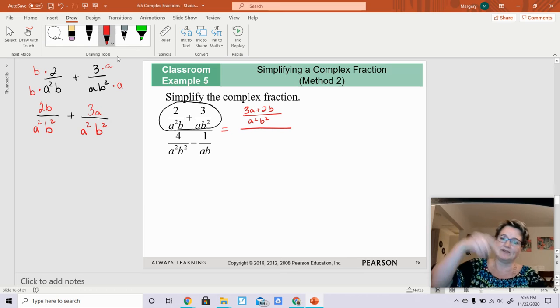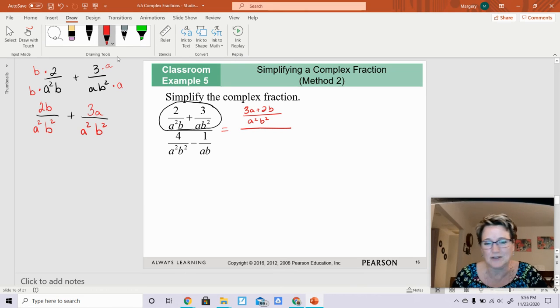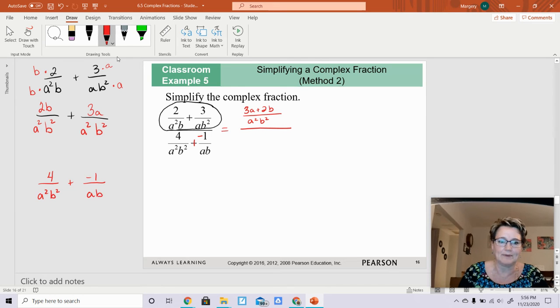Now, we have to do the bottom of this one. Again, I don't like subtraction problems, so I'm going to change this to addition, make that its opposite. Just makes life easier. Now, I've got 4 over a squared b squared, plus negative 1 over ab. Well, to get a common denominator, they both have to have an a squared, and they both have to have a b squared. Okay? So, this one's missing nothing, so it's just going to be 4 in the top.